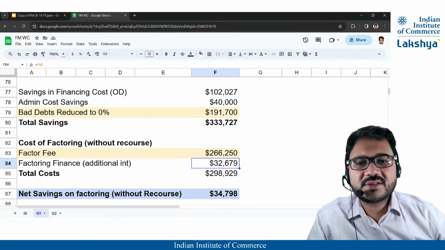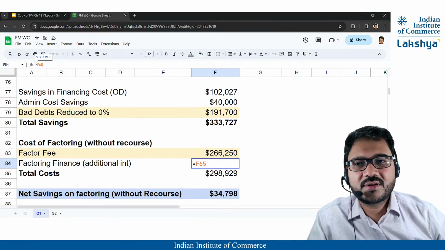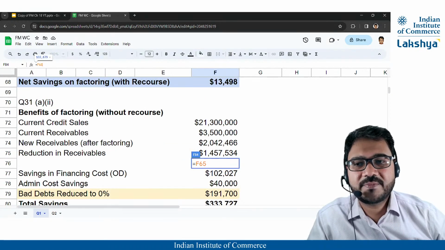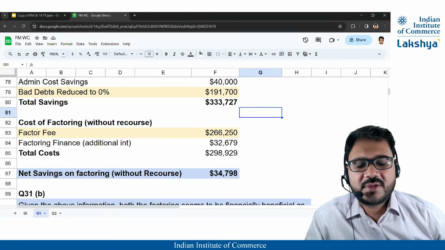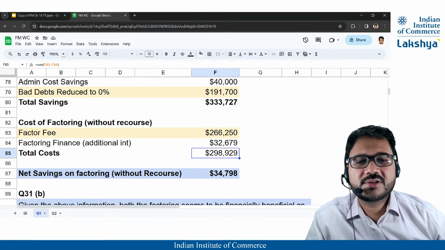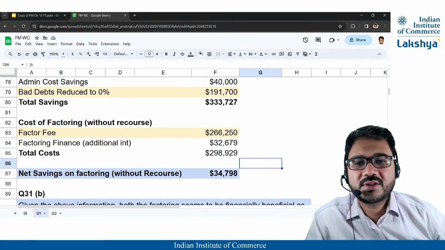Financing remains the same because financing is done on your creditors, your receivables. Okay, so receivable amount doesn't change, right? So factoring fee, that is the additional interest you are calculating, remains the same. So your total costs are slightly more. However, the benefits are much more than the costs.